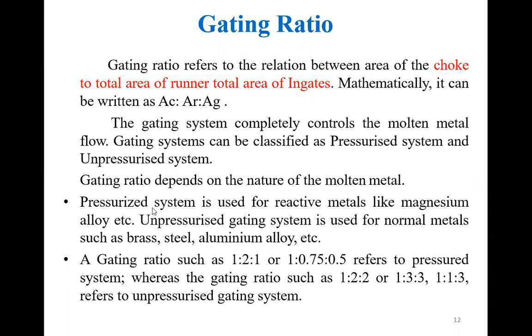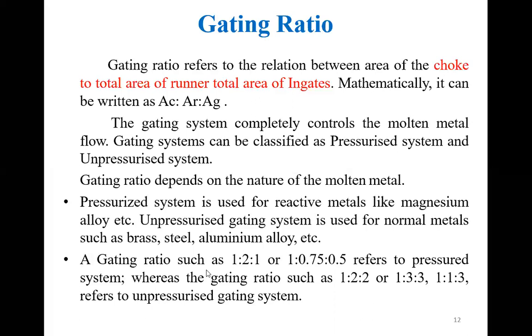The next one: what is meant by a pressurized system? The pressurized system is used for reactive metals. When metals like magnesium alloys are to be taken, this pressurized system is to be used. The unpressurized gating system is used for normal metals like brass, steel, and aluminium. When these types of metals are taken, the unpressurized gating system is followed. So the unpressurized system is used for normal metals, whereas the pressurized system is used for reactive metals.